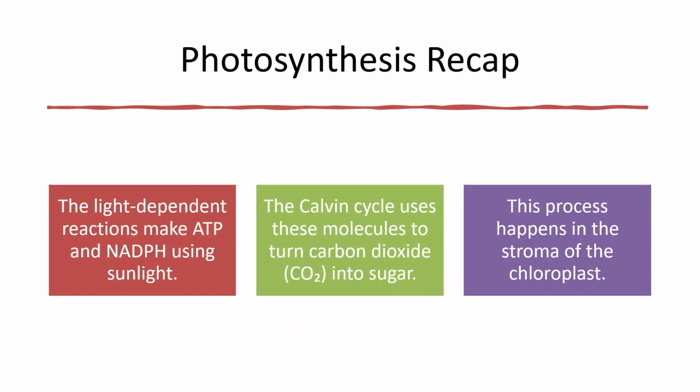Remember, photosynthesis happens in two stages. First, the light-dependent reactions in the thylakoid membranes produce ATP and NADPH. Second, the Calvin cycle in the stroma uses those molecules to build carbohydrates from carbon dioxide. The two stages are tightly connected. If one stops, the other can't continue.